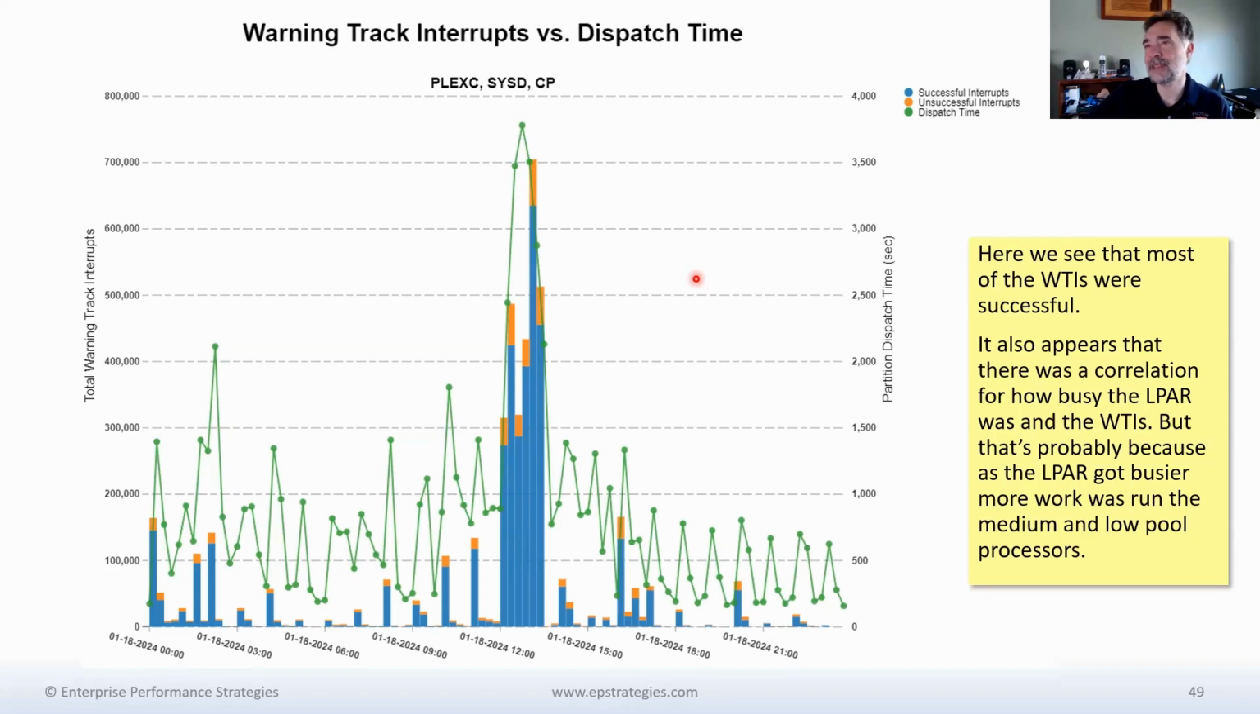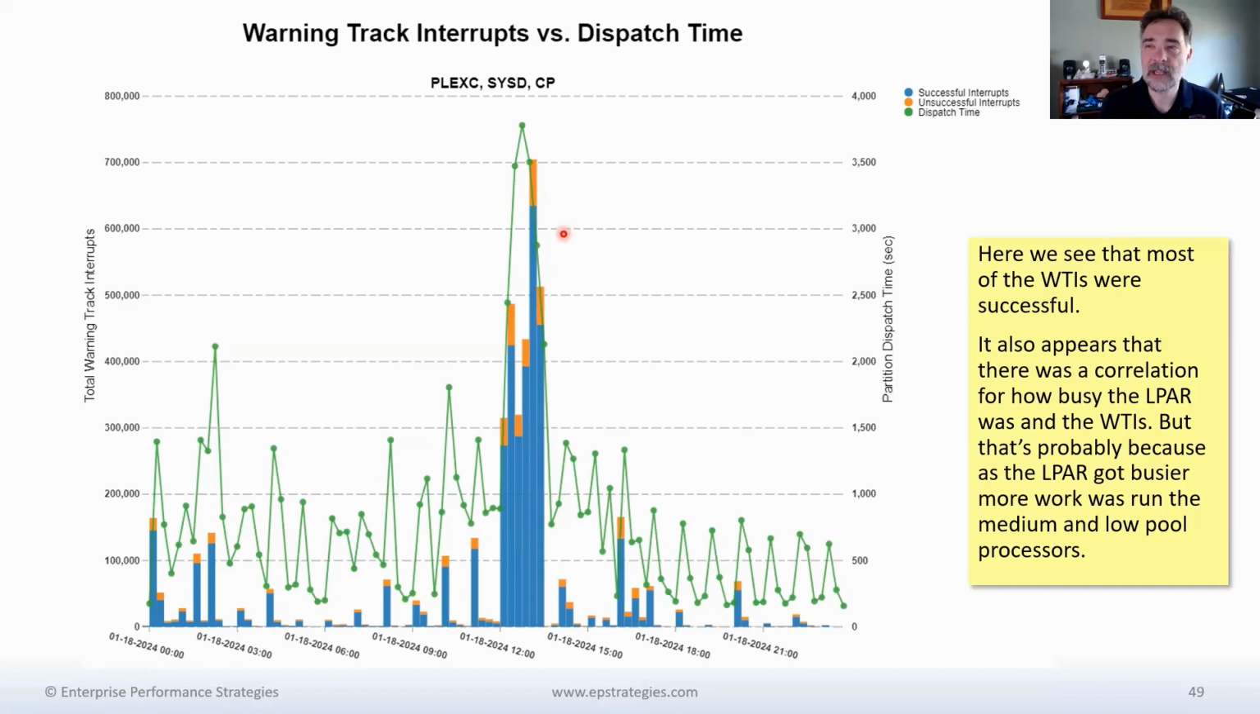Most of the time this is kind of uninteresting, but the important part here is that the blue is successful warning track interrupts, and the orange is the unsuccessful warning track interrupts. And the green here is just the partition dispatch time, which is a stand-in for how busy the LPAR is, right? And so what we see: the LPAR gets busier, and there's a bunch more warning track interrupts, and most of the time the warning track interrupts are actually successful, which is what we'd hope to see.